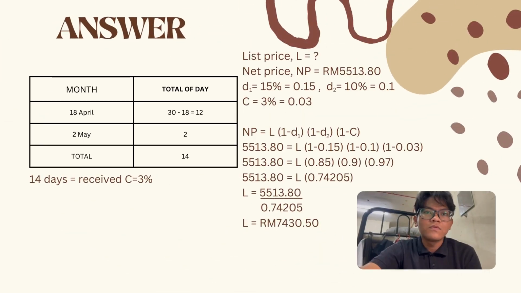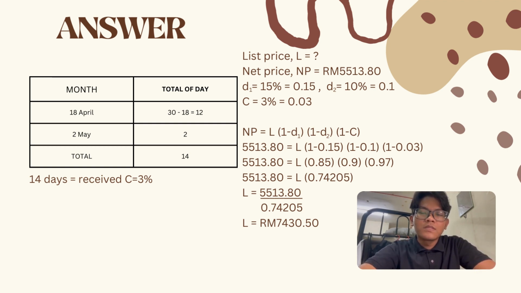To find the answer for question 2B, first we need to find the total of days to know how much cash discount we receive. The total of days we find is 14 days, so we receive a cash discount equal to 3%. Then we gather all the information from the question. The net price NP is 5,513.80. Discount rate 1, 15%, discount rate 2, 10%, cash discount 3%. Then we use the formula NP equals L times (1 minus D1)(1 minus D2)(1 minus C).